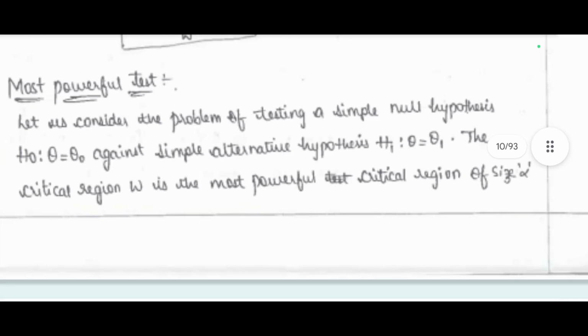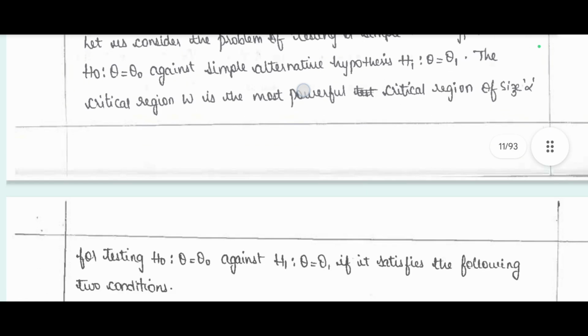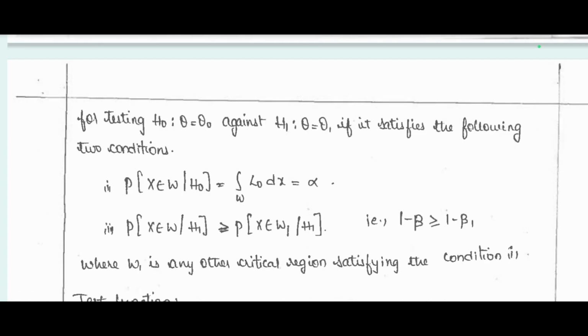Next, the most powerful test. This is a very important definition in the testing of hypothesis. Let us consider the problem of testing a simple null hypothesis H naught: theta equals theta naught against H1: theta equals theta 1. The critical region W is the most powerful critical region with size alpha for testing these two, if it satisfies the following conditions.